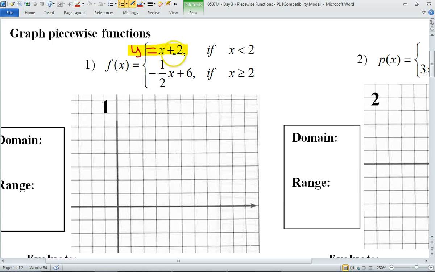Okay, so y equals x plus 2. If I were going to graph this, where would I put my first dot? At 2, at plus 2. So just put a dot at 2, sort of lightly.